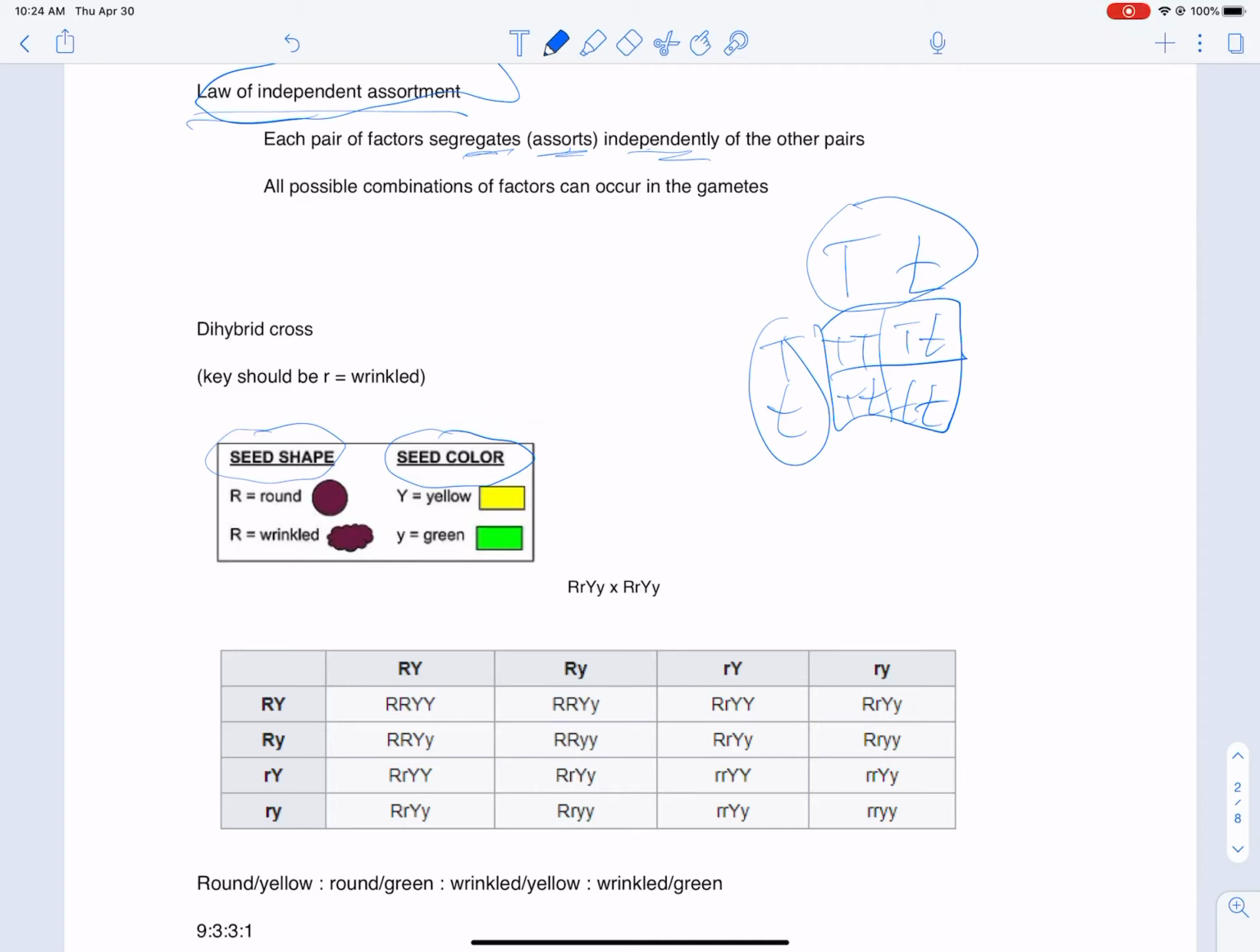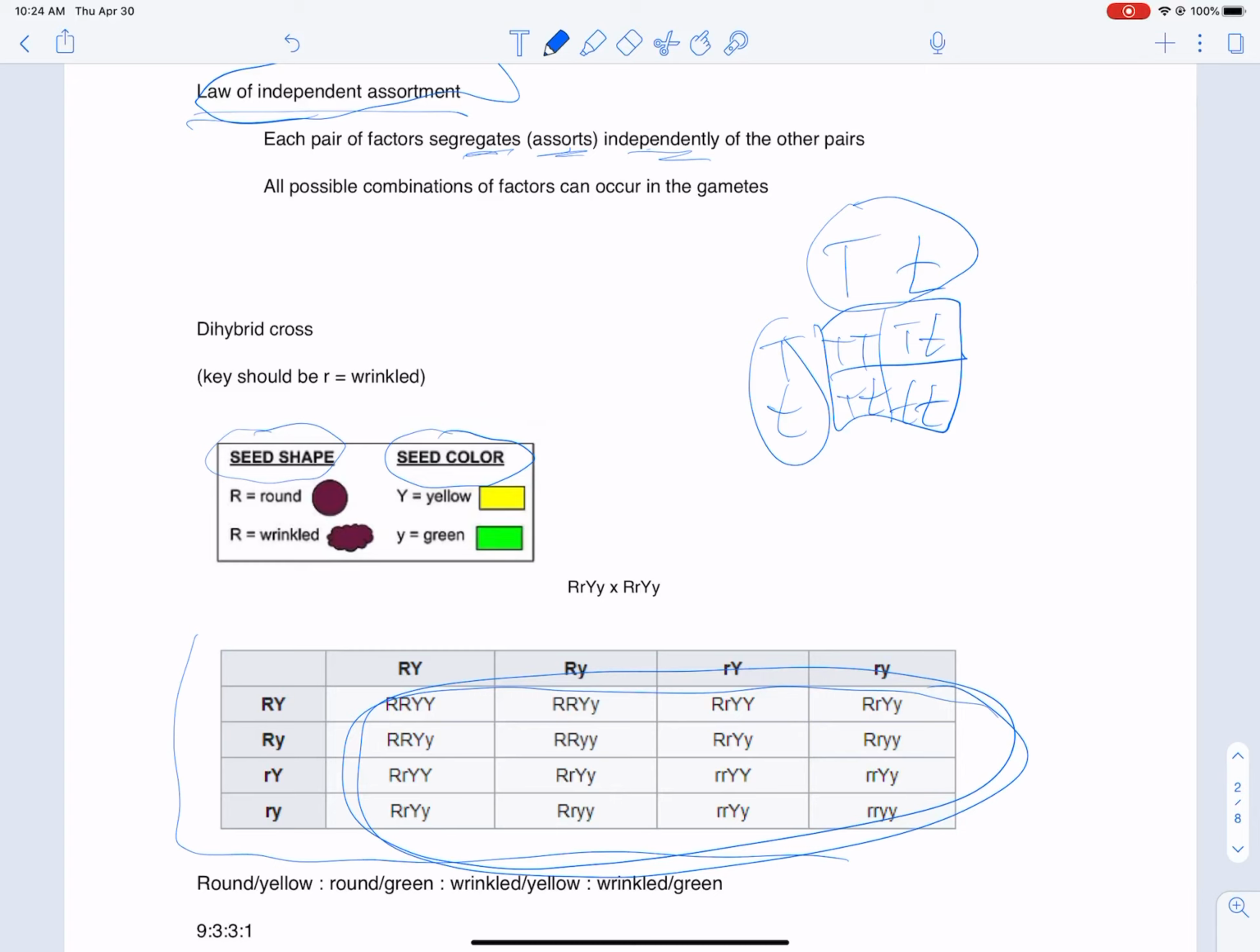And then they did the same thing down the side with the other parent. Capital R with capital Y, capital R with small y. Then small r with capital Y, and small r with small y. So when you're done, this is all the possible combinations. This is all the possible combinations I can have for the offspring.